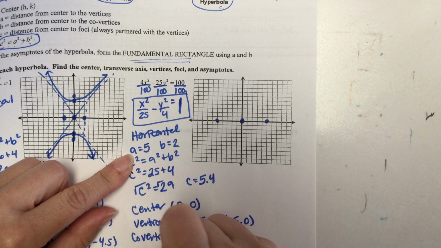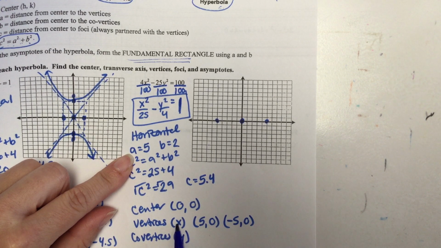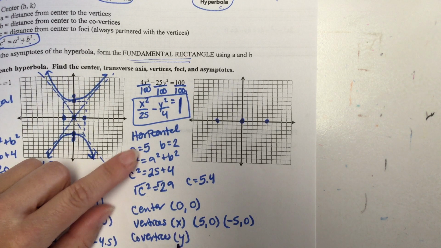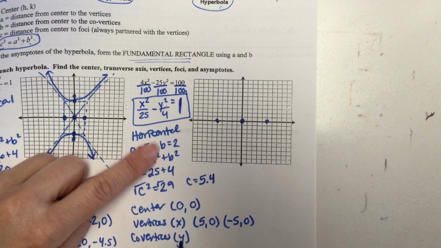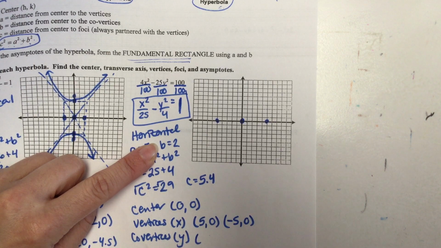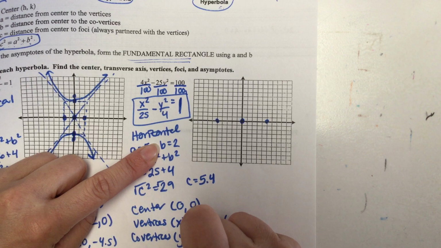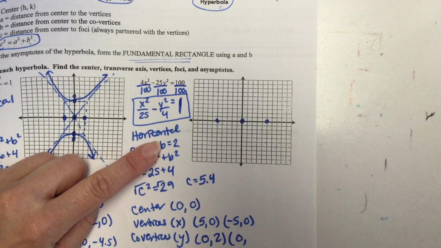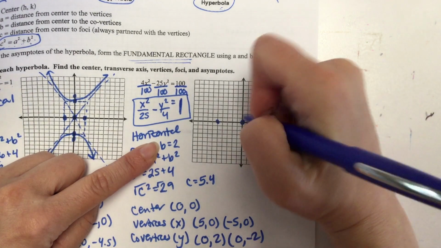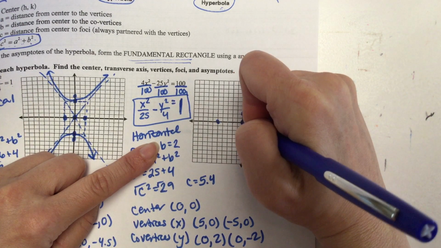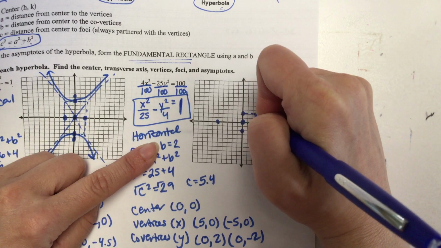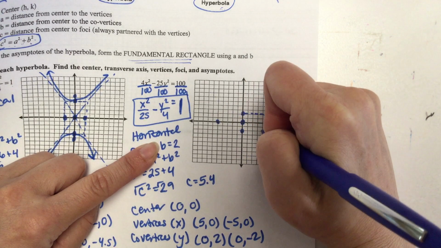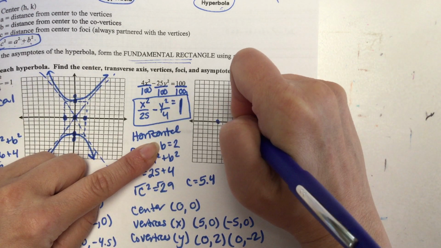Co-vertices. Because I changed the x for the vertices, that means I changed the y for the co-vertices. Co-vertices are always the b value. So I take the center, and I'm going to add and subtract 2, because that's the b value, to the y. So I keep the 0 the same. 0 plus 2 is 2. Keep the x the same. 0 minus 2 is negative 2. So I go 0 up 2, 0 minus 2, and you go ahead and make your fundamental rectangle.